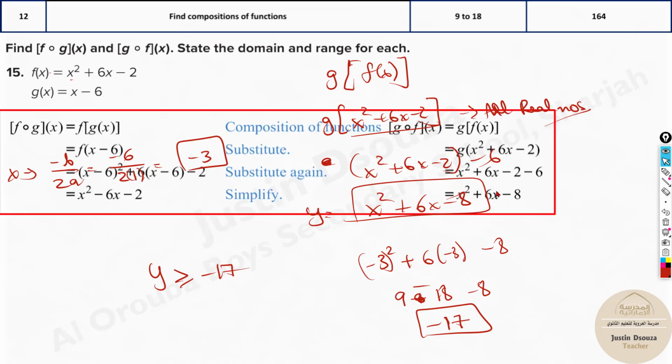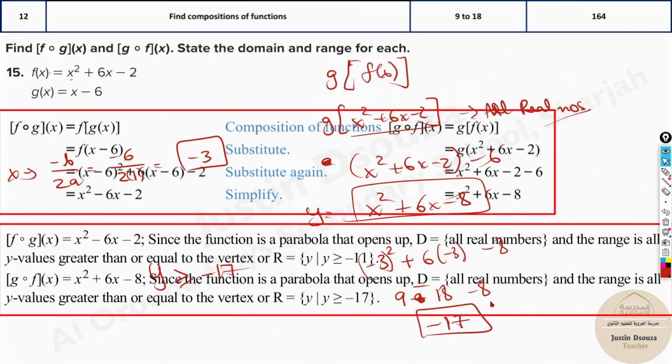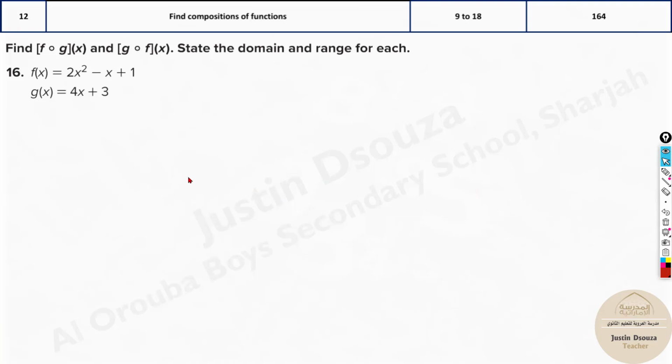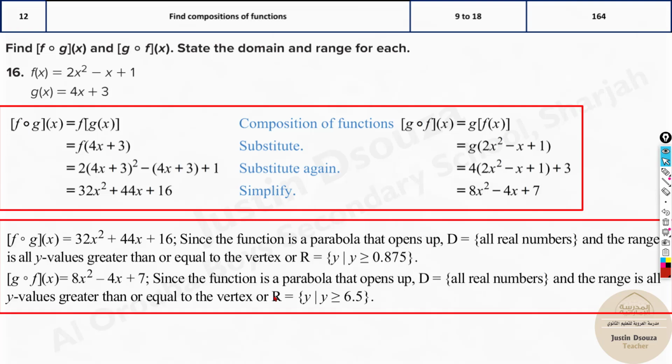You can see this is the answers we got. But here the range is minus 17 and greater. But domain doesn't matter. It's all real numbers for any polynomial equation. But for quadratic, only the range is an issue. It is restricted. Same way, please do try this and solve it up. You will get the domain and range using the vertex formula. See, this minus b by 2a is the x value of vertex. Then you need to use this value in the function y is equal to x squared and so on.